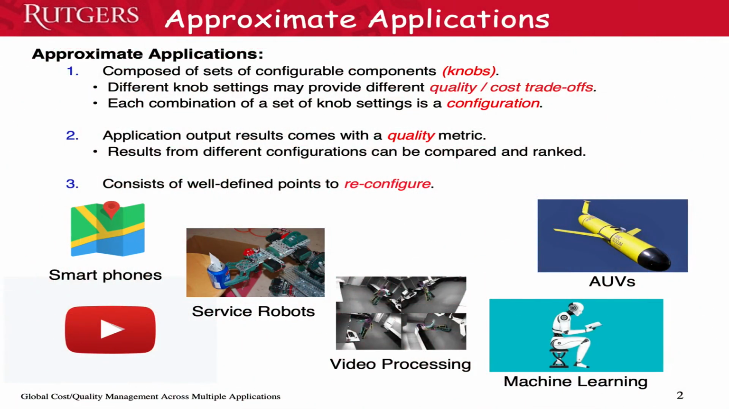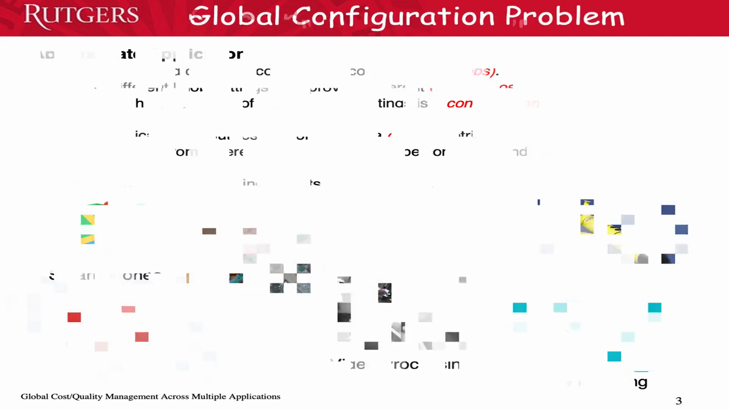This work looks at optimizing resource-constrained applications that can trade output quality for execution cost. During execution, the application may adapt itself to the dynamic environment by reconfiguration to maximize the quality. This type of application exists in multiple areas.